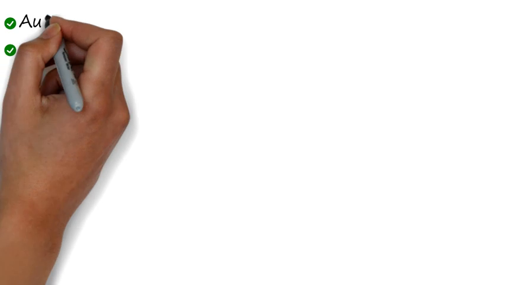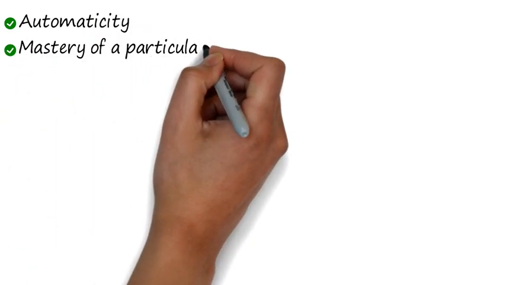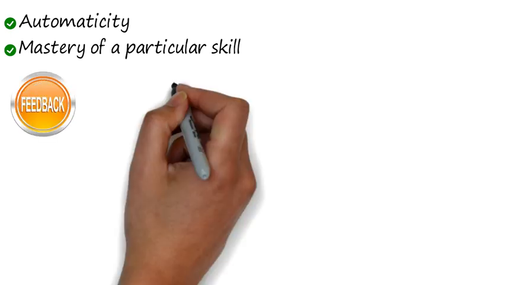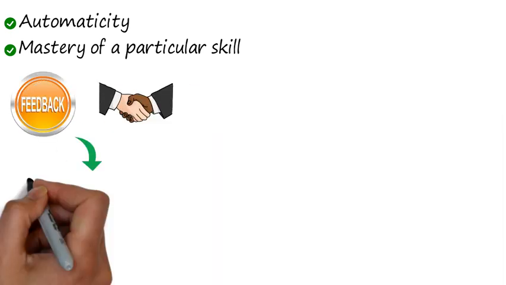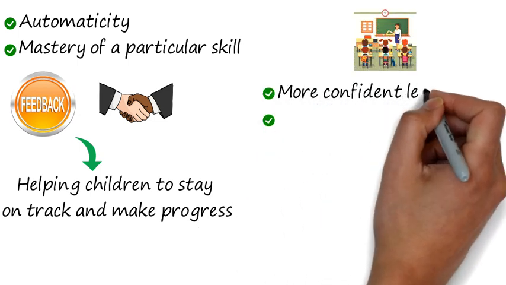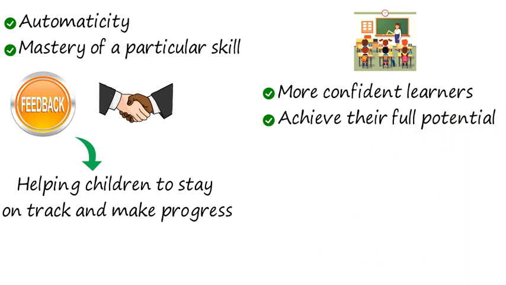Through repetition, children can develop automaticity and mastery of a particular skill. The teacher might also provide feedback and support along the way, helping children to stay on track and make progress. By using these strategies in the classroom, teachers can help children to become more confident learners and achieve their full potential.